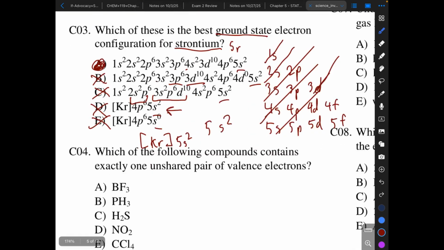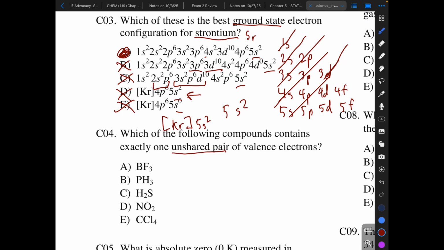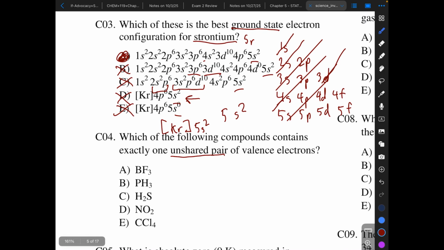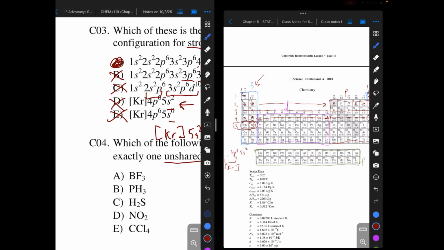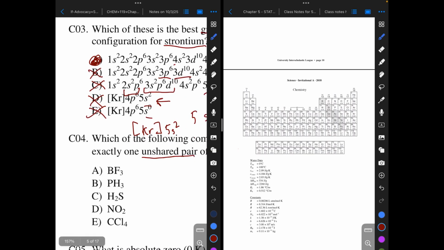For number 4, we're asked to find which compound contains exactly one unshared pair of electrons. So now we need to know how to draw Lewis structures because this is a crucial skill for this question. I'm going to once again bring up the periodic table because we'll need that to help us draw. And there are a couple of rules for drawing Lewis structures that I'm going to go over.